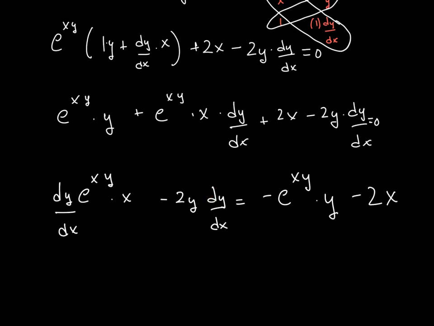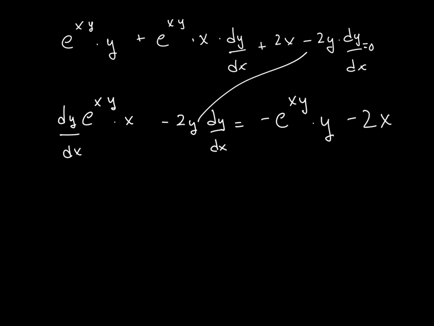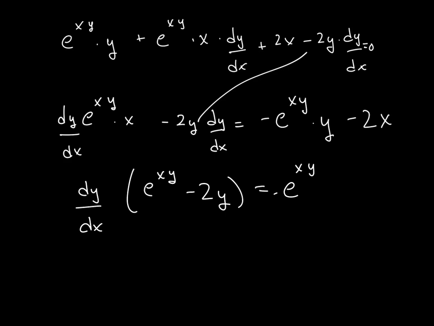So I have everything, and the only thing I need is to fix this sign. No, that's right. That sign is negative. All right, perfect. So now I go ahead and factor out the dy dx. And then I'm left with e to the xy times x minus 2y is equal to negative e to the xy times y minus 2x.